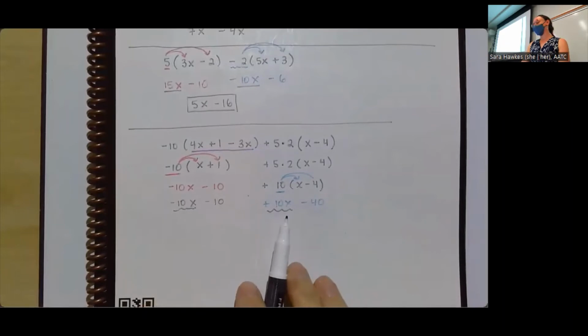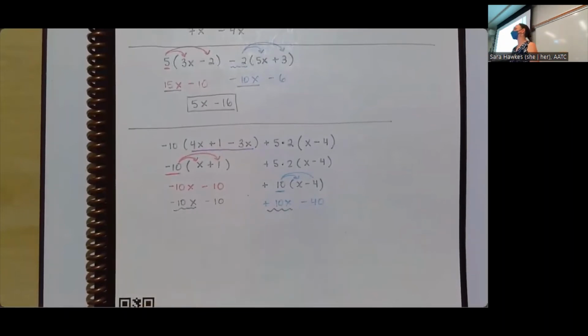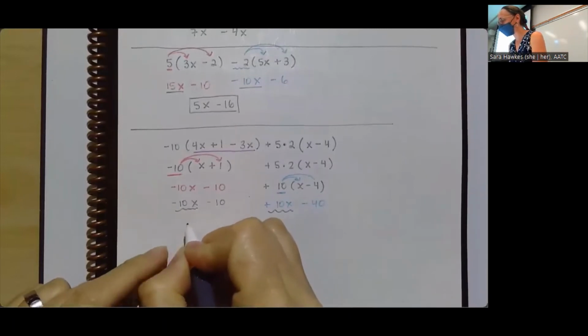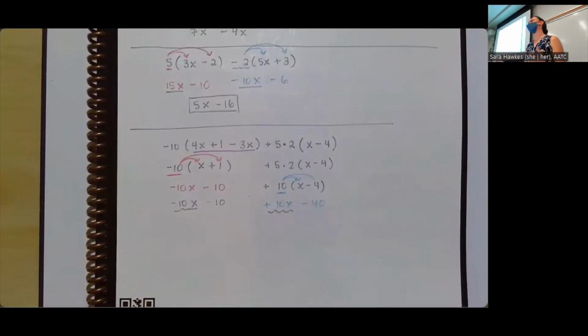Negative 10X and 10X, I argue they don't cancel, they add to 0. 0 is our additive identity. So negative 10X plus 10X adds to 0X. Do we need to write the 0X? No, we do not. Is it fine if you use the word cancel? Absolutely.